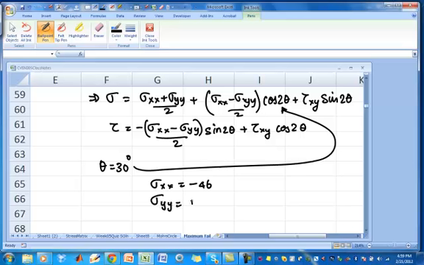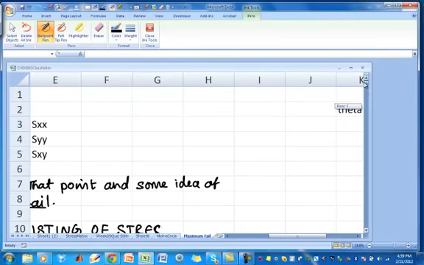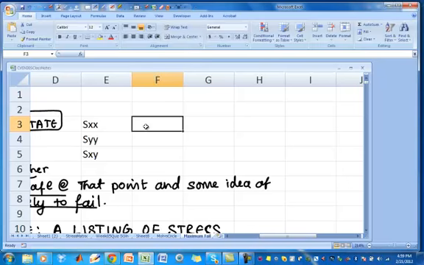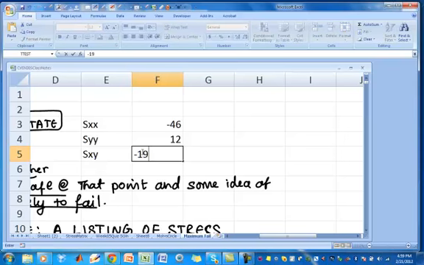Sigma yy is 12 and sigma xy is minus 19. And I want to do this for all angles theta, and that we know how to do, right? So I'm going to go up here, I have all my stuff set up, and I'm going to enter this. So sigma xx was minus 46, sigma yy is 12, sigma xy is minus 19.